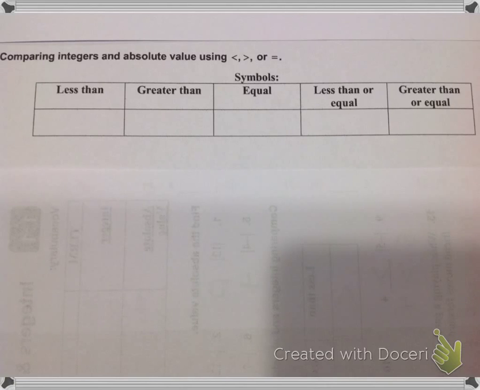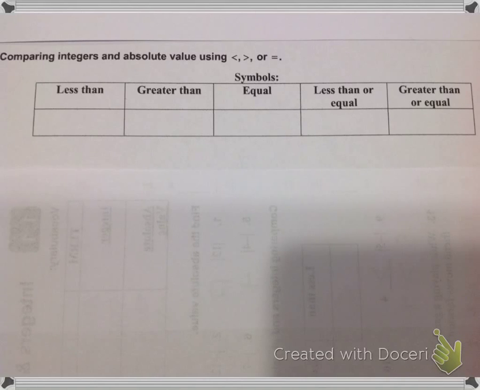Okay, for the next part, we're going to be comparing integers and comparing absolute values, and we're going to be using the less than, the greater than, or the equal to sign. So first I want to get straight what those symbols are. I know when you were younger, you learned that the alligator ate the bigger number. You learned a lot of neat things, but if you didn't really learn what each symbol was, you need to now. If you'd like to pause the video and try to fill them in on your own, and then resume the video, you can do that.